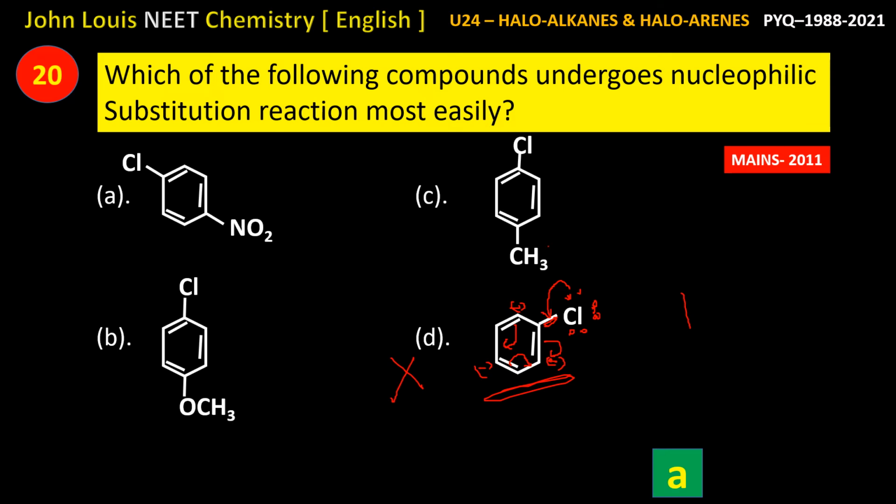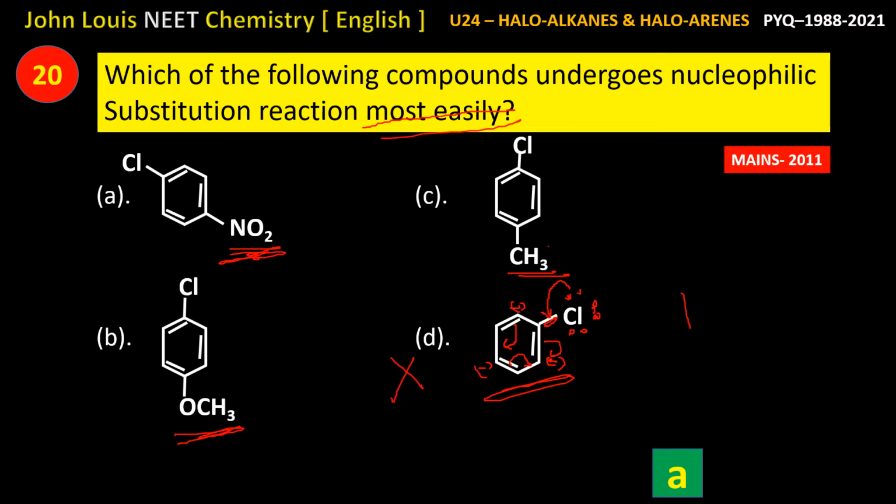So the question is, which one will undergo nucleophilic substitution reaction most easily? Here compound D will not undergo it very easily. So what about the other compounds? See, along with chlorine, one more substituent is there. In option A, an NO2 substituent is there, in option C, methyl is there, and in option B, methoxy is there.